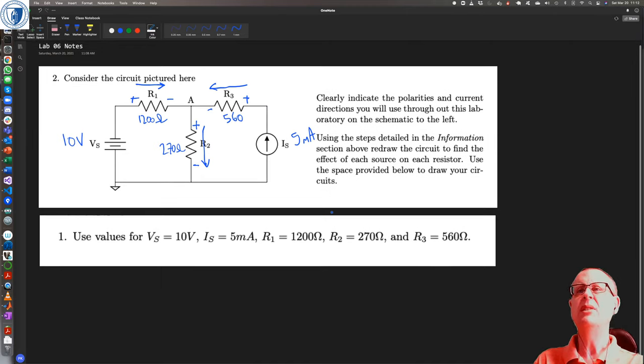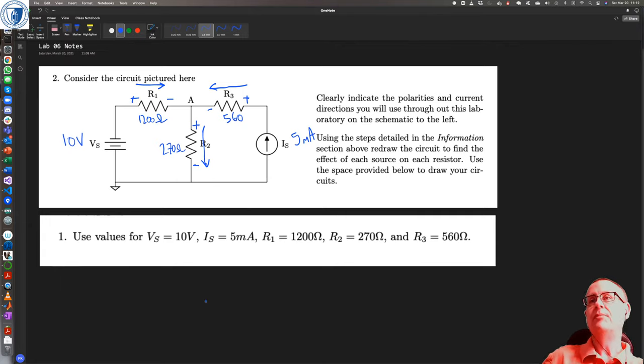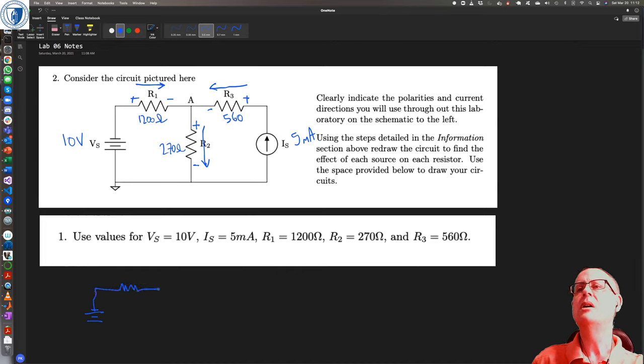So superposition says that for our circuit, I'm going to keep VS first. So I'm going to drop IS. Right, so what does that look like? Well, my voltage source is still there. It's upside down, but it's still there. It was upside down before. And so my new circuit looks like that, where I have my 10 volt supply, I have my 1200 ohm resistor, I have my 560 ohm resistor, and I have my 270 ohm resistor. Right, and my earth is there.